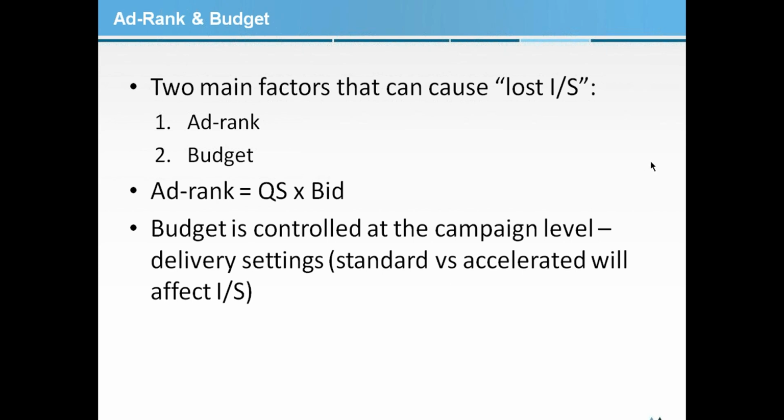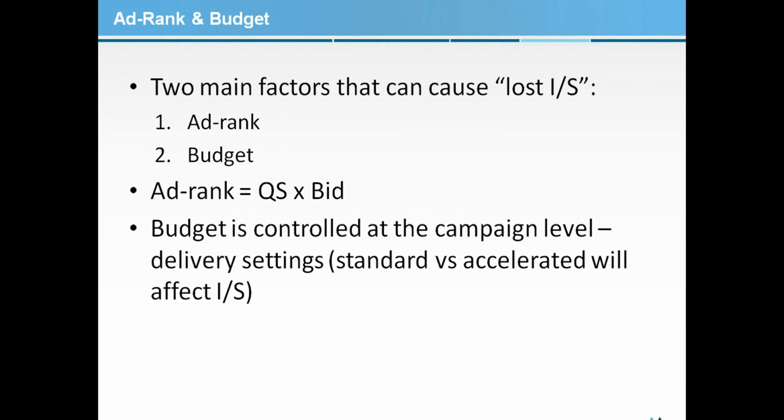Now, in a perfect world, every campaign would always have 100% impression share. However, we all know that's often not the case. And when this does happen, this is usually due to one of two reasons. The first one being your ad rank, and the second being your budget. So we'll quickly run into what these are and how you can optimize towards these values.